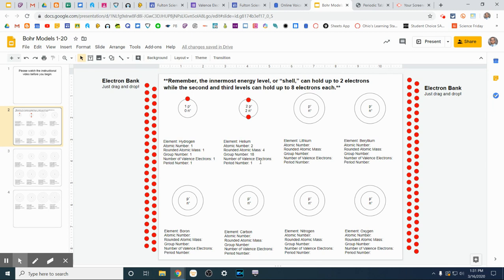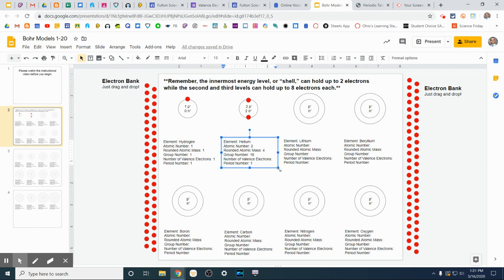Now I can go to my number of valence electrons and answer this question: how many electrons are in the outermost shell? Well, there's only one shell here, and it has 2 electrons. So the number of valence electrons is 2.